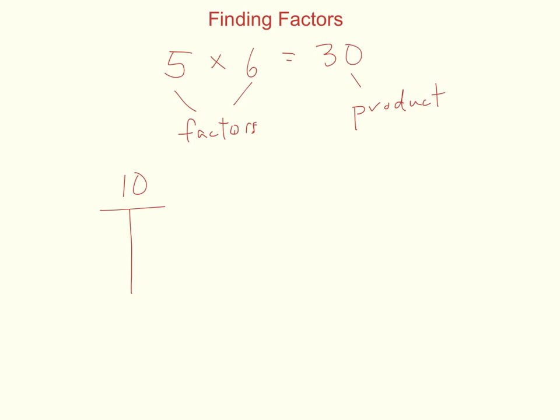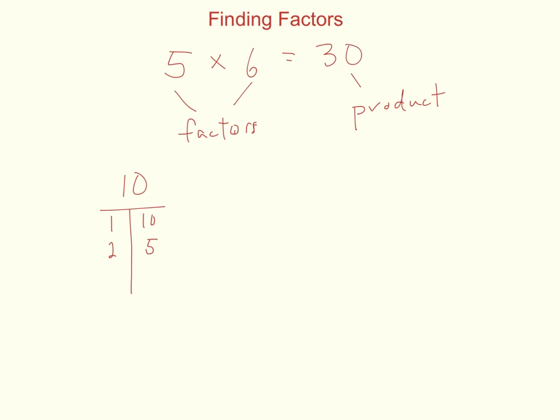To find a factor, we think of what two numbers multiplied together will equal 10. Well, we always know 1 is going to be one of the numbers. 1 is going to be a factor of whatever number. 1 times 10 is 10. Then, after 1, we think about 2. 2 times 5 is 10.